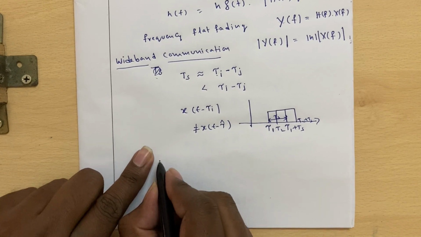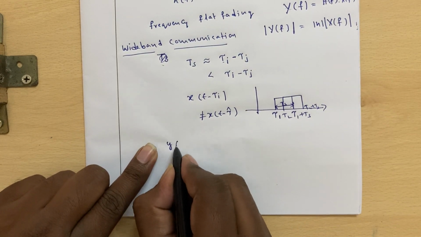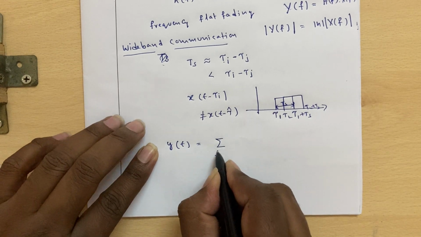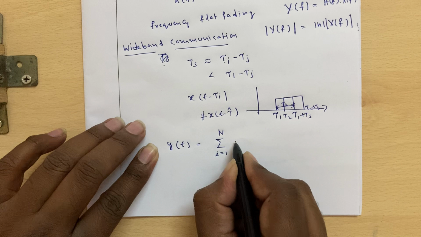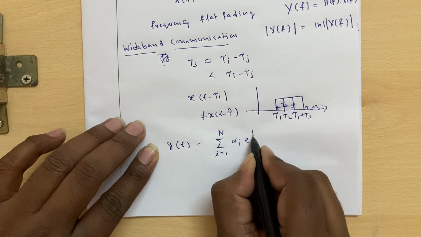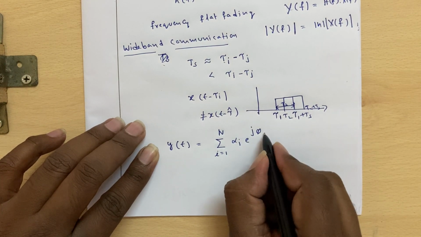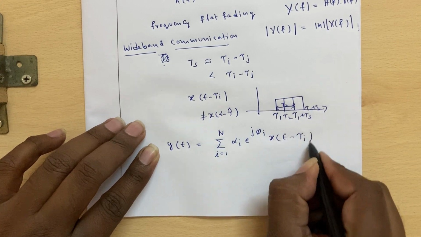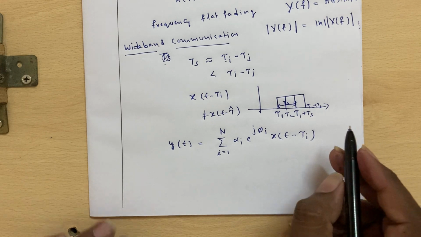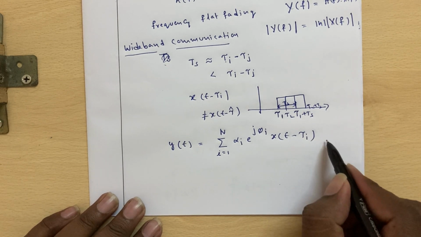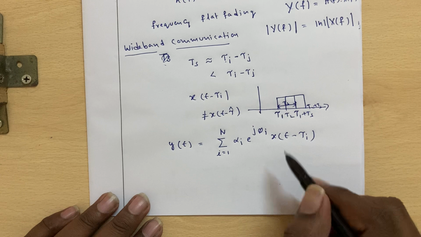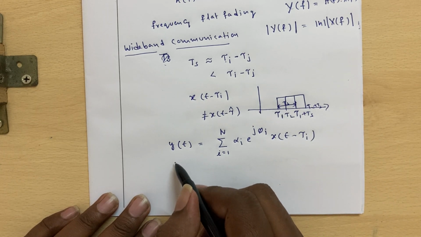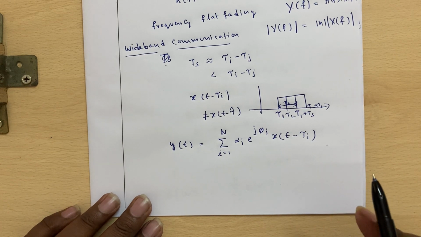So now that equation of the received baseband waveform cannot be simplified further, which is y of t equal to the sum over i equal to 1 to n of alpha i e power j phi i x of t minus tau i. So this cannot be simplified, and for frequency selective fading, for wideband communication, we have to leave the received baseband waveform equation like this.